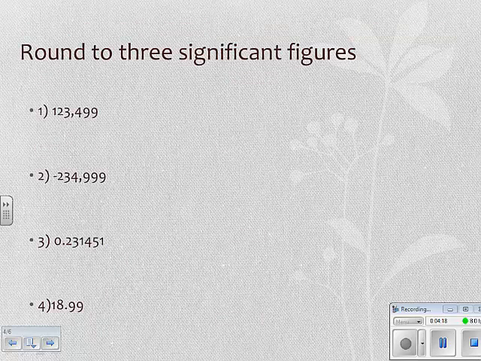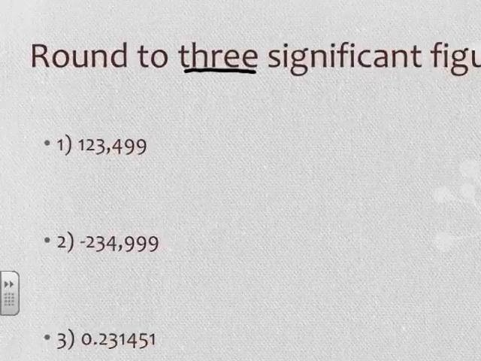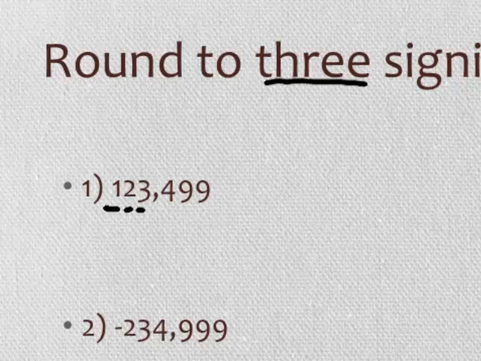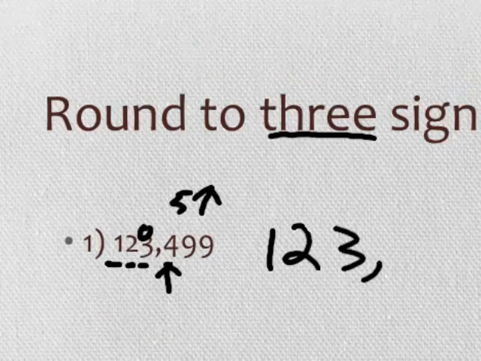Okay, be sure you know how to round. Take this first number. We're going to round it to 3 sig figs. So 1, 2, 3, 4, 5, 4, 9, 9. So 1, 2, 3. Those are your 3 significant figures. And then you check the next digit. If it's less than 5, this number stays the same. If this was a 5 or up, then this 3 turns into a 4. But since this is a 4 right here, we'll just stay at 123,000.